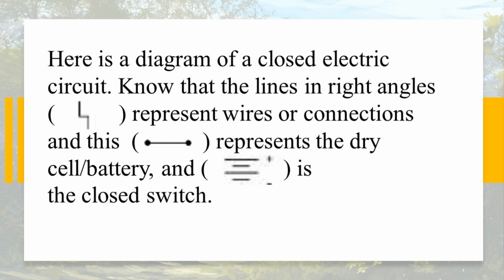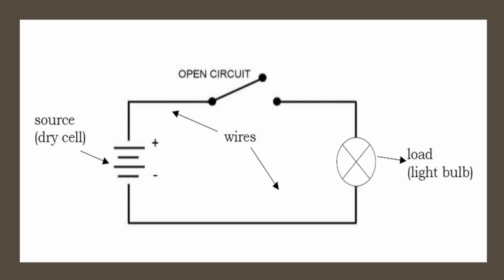Here is a diagram of a closed electric circuit. Know that the lines in right angles represent wires or connections, and this represents the dry cell, battery, and this is the closed switch. Open circuit. Source, dry cell. Wires. Load, light bulb.